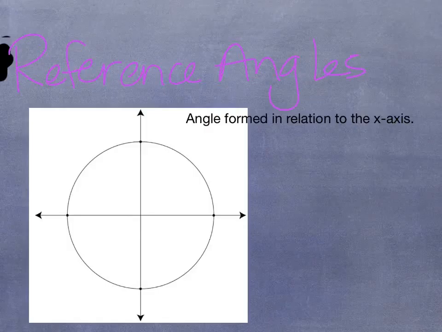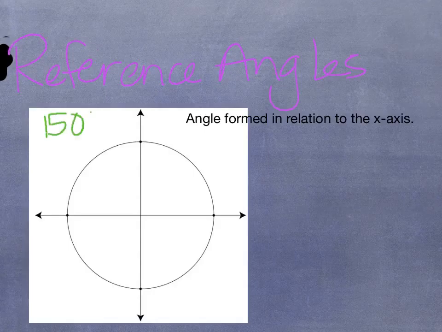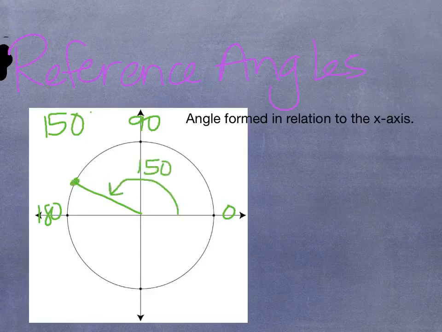The vocabulary word reference angle is the identifier that we are going to use that will help us find the sine and cosine values of different angle measures. So let's look at 150 degrees first. We know this is 0, this is 90, and this is 180. So 150 degrees is going to be maybe somewhere over here. And again, we're just going with the ish notion.